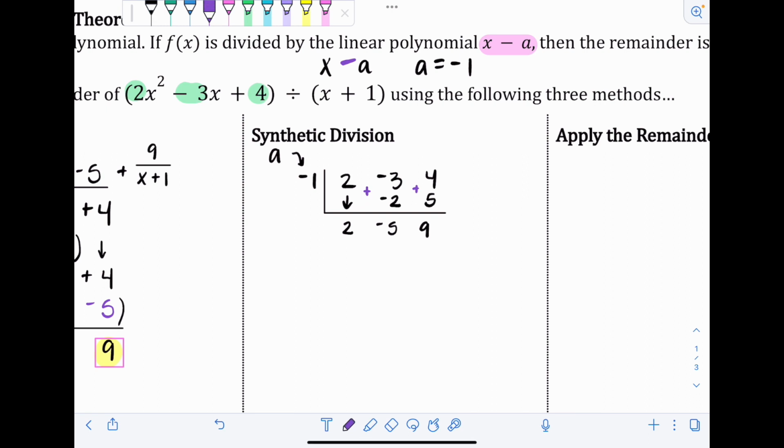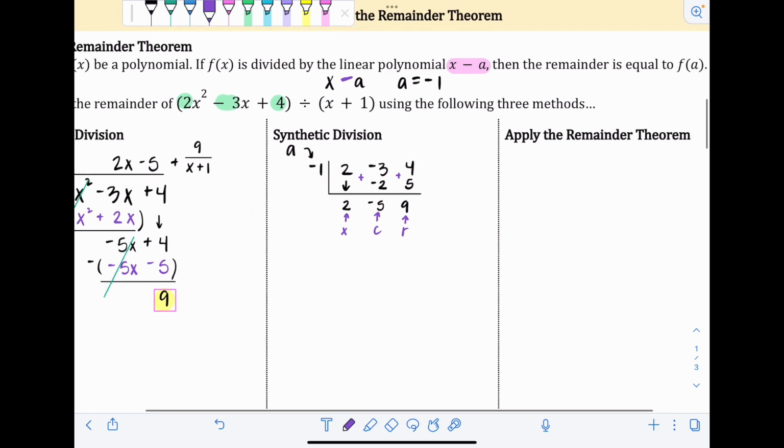And then remember, with synthetic, it's really important to start on the far right. The far right is the remainder. And then the next number over, when you're dividing, would be the constant. And then the next number over would be the coefficient of x to the first power. So we got the same answer.